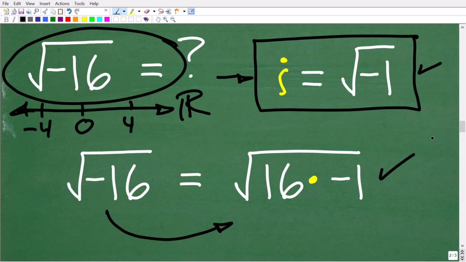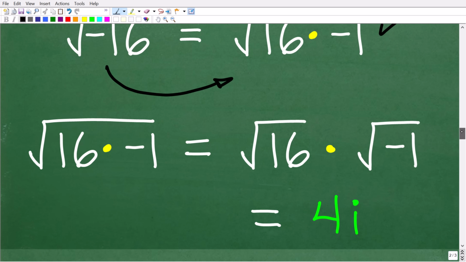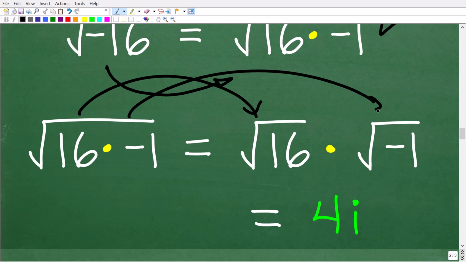Now the reason we want to think of it this way is very critical, because there is a property of square roots, and it's the following. So you could take the square root of two numbers being multiplied together, or two factors, and break them up into their individual square roots. So the square root of a positive 16 times a -1 is equal to the square root of a positive 16 times the square root of a -1. Okay, so again, you can kind of pull apart one big square root over two or more factors this way. All right, so what is the square root of a positive 16?